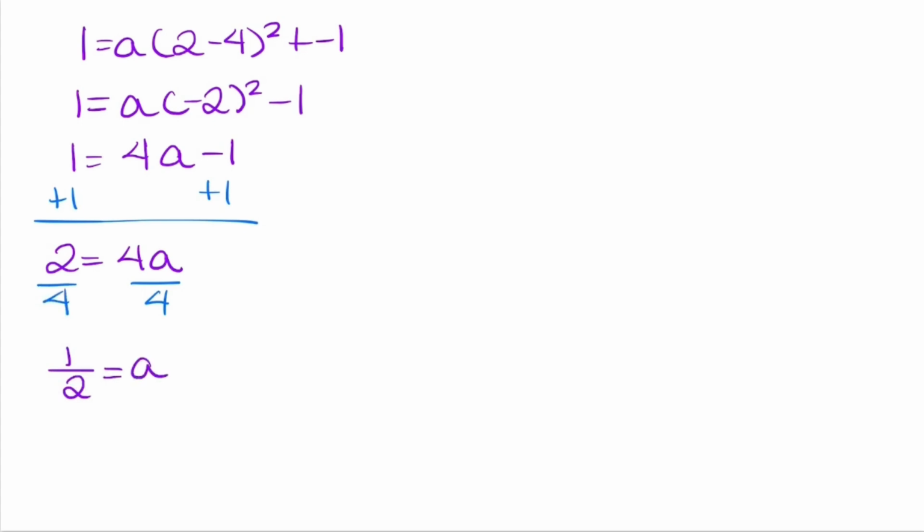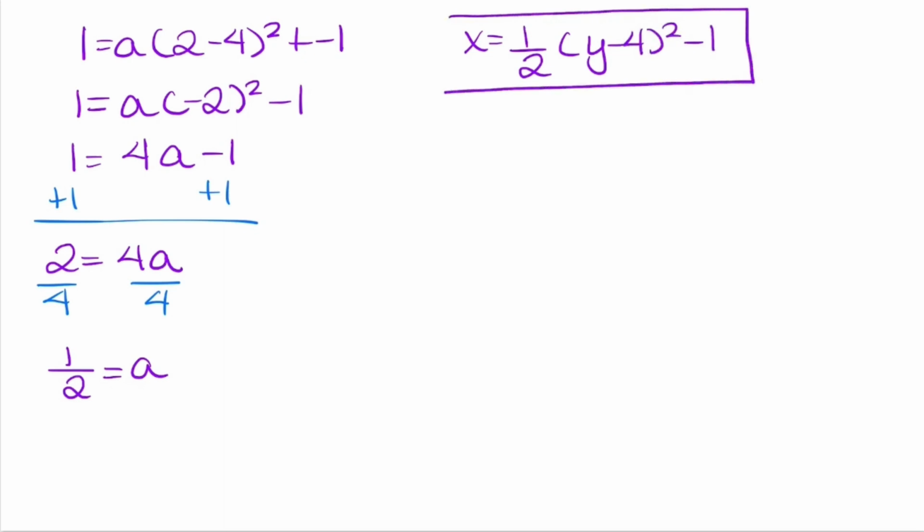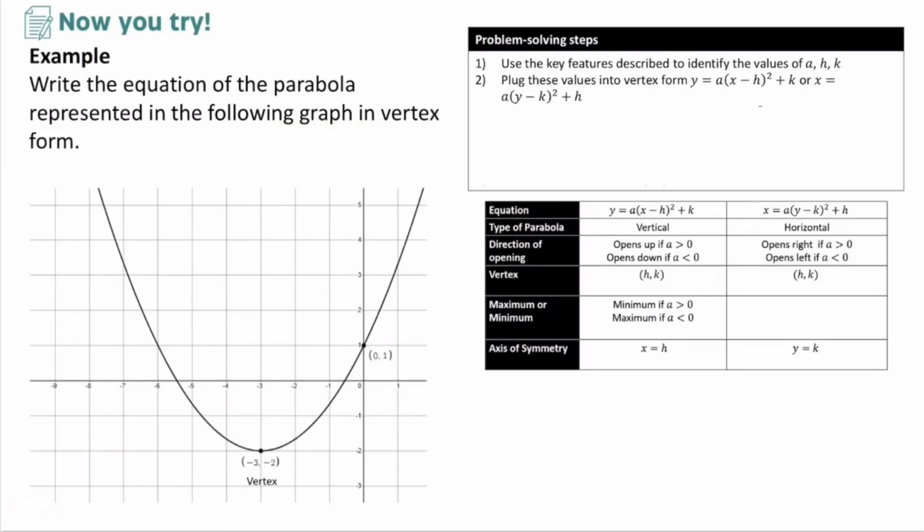So let's go ahead now and plug this all back into that original equation. So we have x equals 1/2 times y minus 4 squared minus 1. That's the equation of this parabola in vertex form. So now you can go ahead and pause the video and try doing this example on your own.